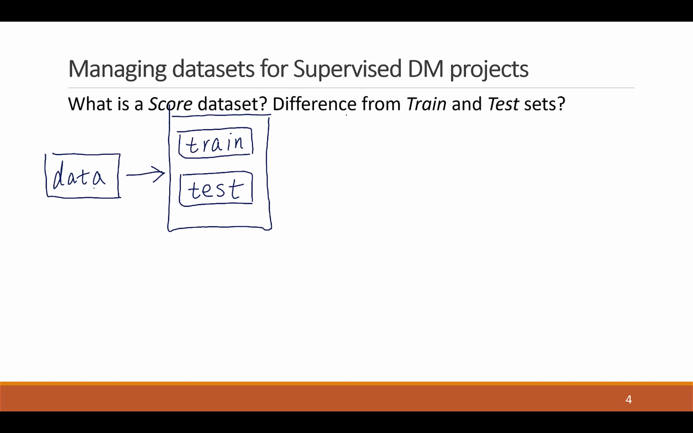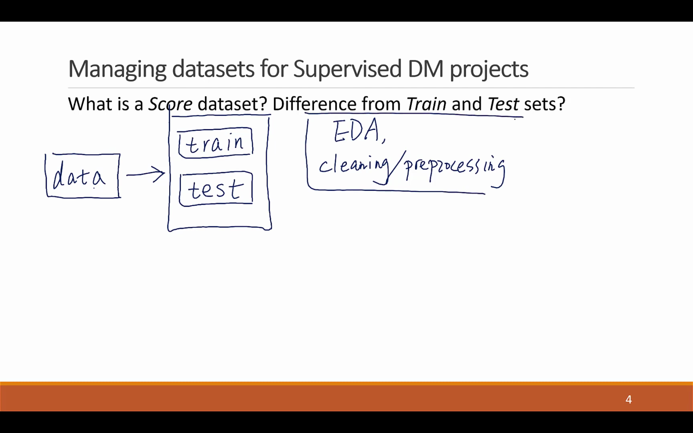So the next stage is you do EDA, exploratory data analysis, and then you do what we call cleaning, pre-processing, or preparation. They all refer to the same. And you only do these on the train sets.